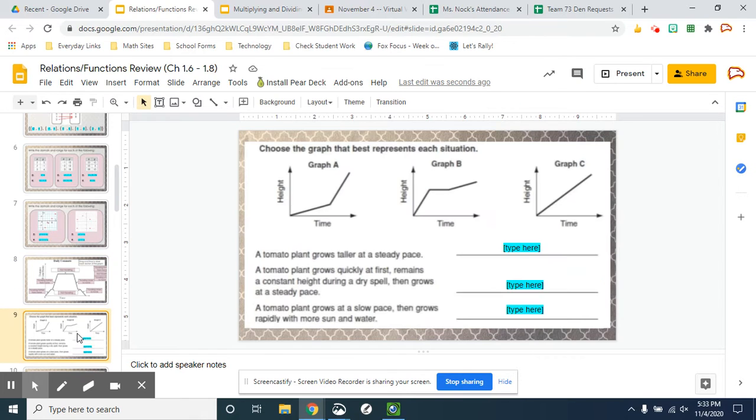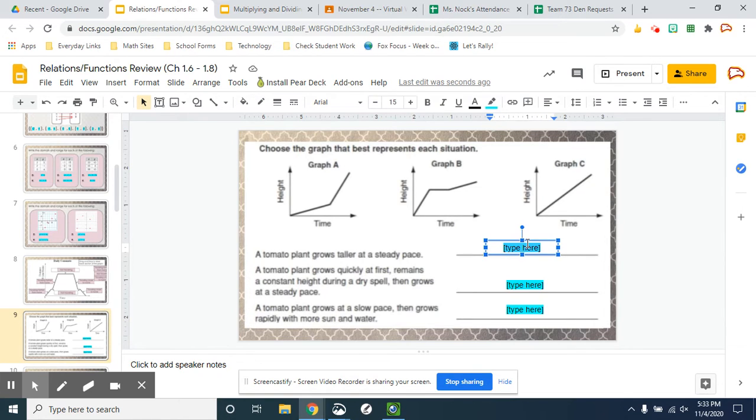All right, let's look at some more qualitative graphs. So a tomato plant grows taller at a steady pace. So that means that it's not going to get steeper or it's not going to flatline or anything. So this one right here, graph C, you notice that it's going at a steady pace, or we talked about it a little bit, it's linear.